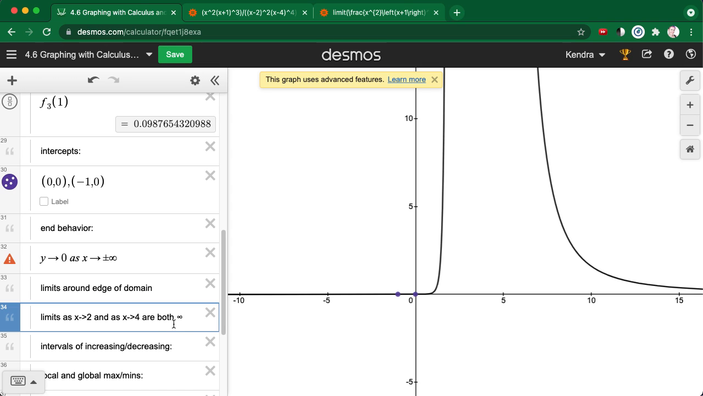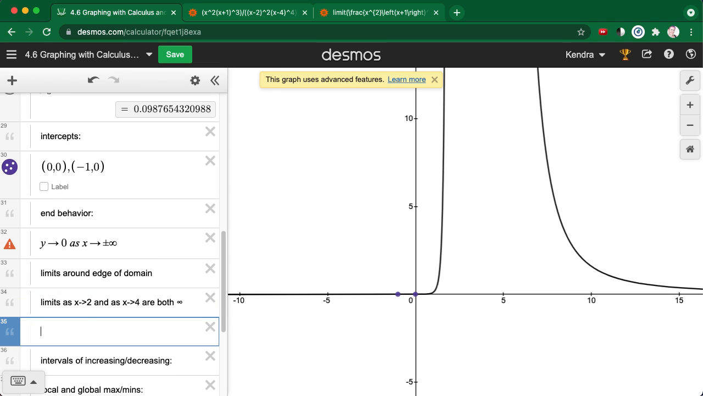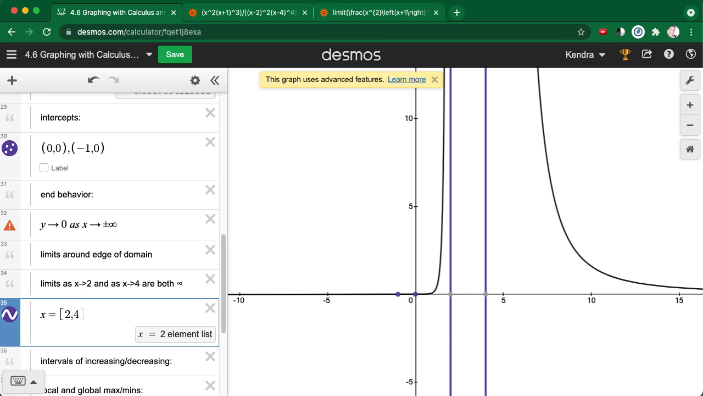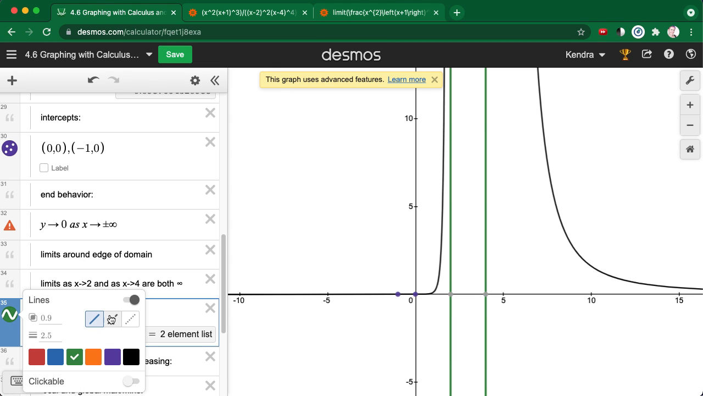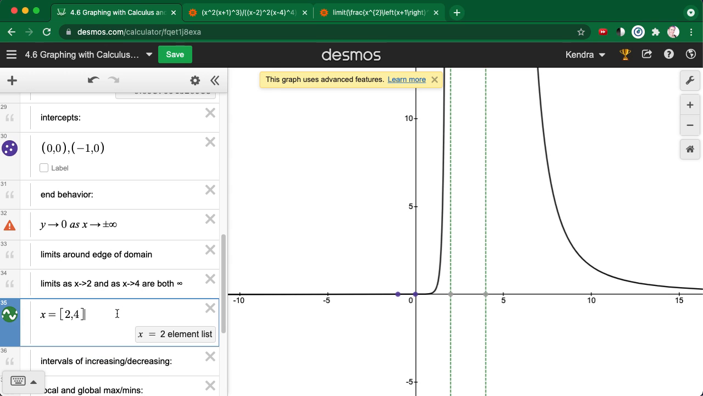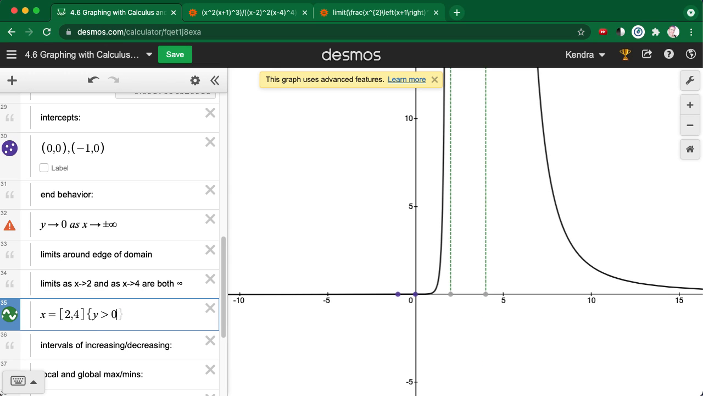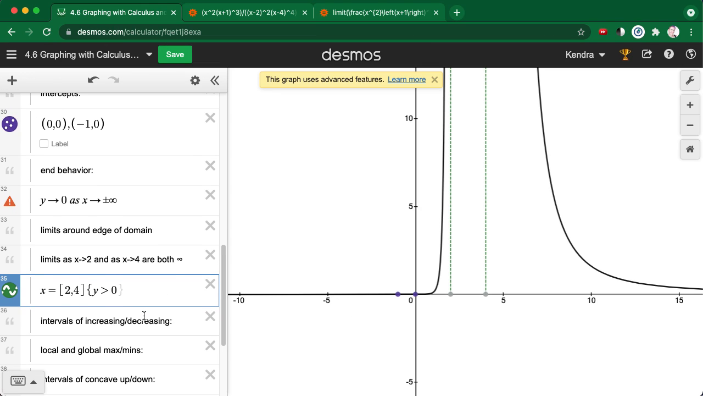Okay, and I want to put in those vertical asymptotes. I want to put in, sorry, not with quotes, x equals 2 and 4, and I'm going to put those in as a green dashed line. And let's just say for y is positive, just for, I don't know, for aesthetics reasons.